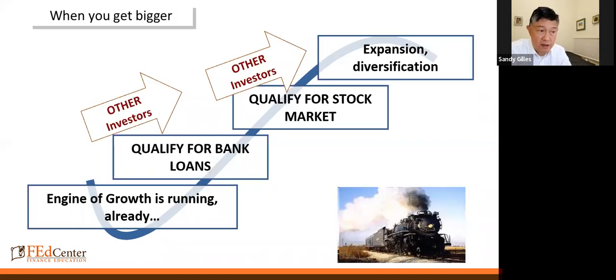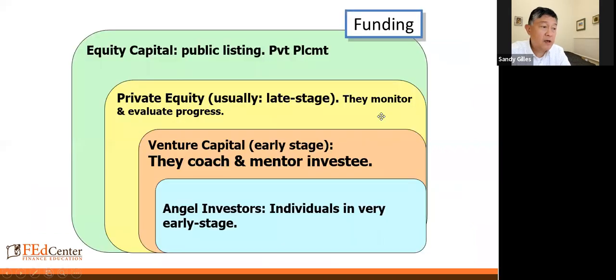And then you can expand and diversify further. So here's the summary of the funding sources on the equity side. There's angel investors at the beginning, then venture capital. They do coach and mentor the investee companies that they own. And then there's private equity. Late stage means it's close to IPO. They monitor and evaluate your progress, give you management tips.